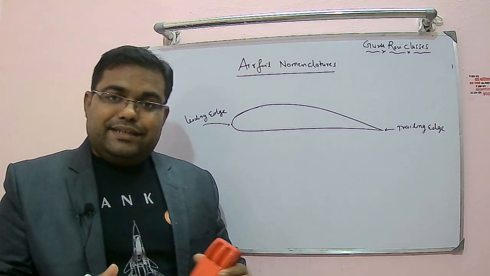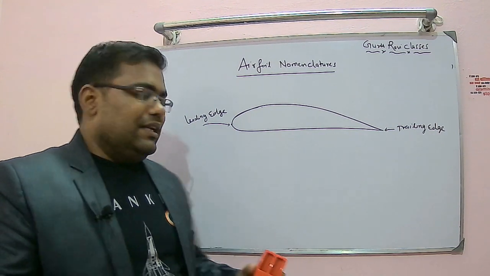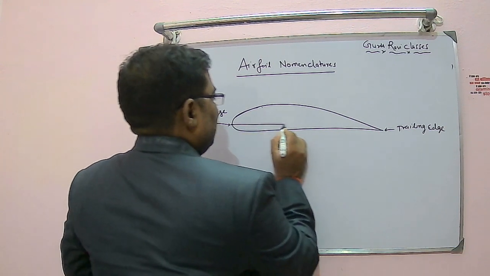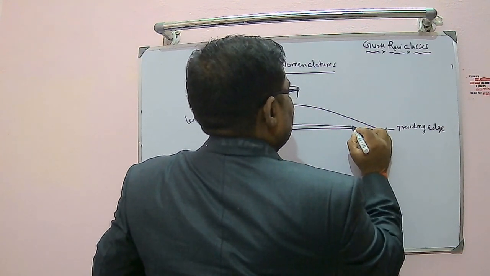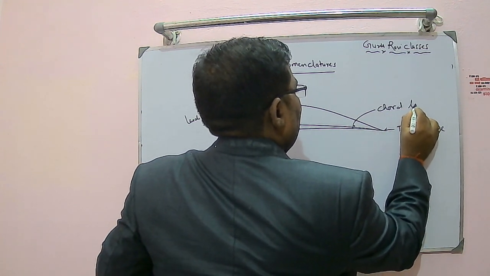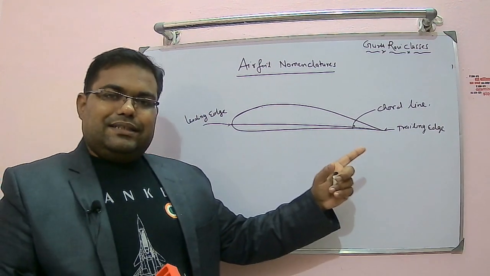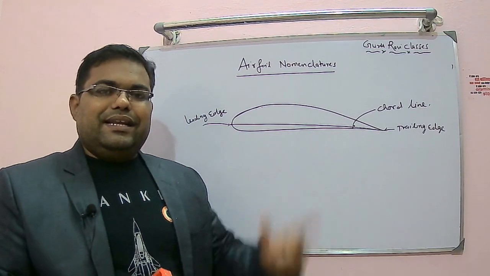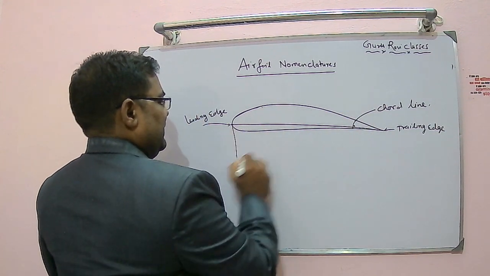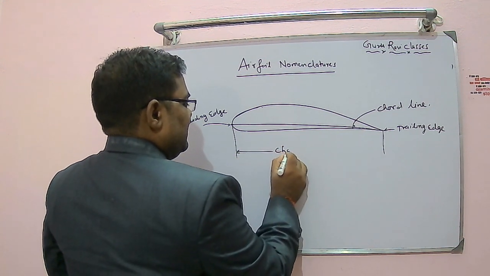If we connect this leading edge and trailing edge by the shortest distance, if I connect directly by a line, this will be the shortest distance. This line is known as the chord line. So the chord line is the shortest distance connecting the leading edge to the trailing edge, and the distance between these two points is known as the chord length.